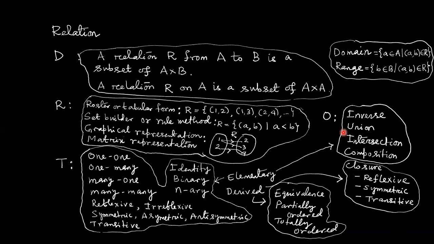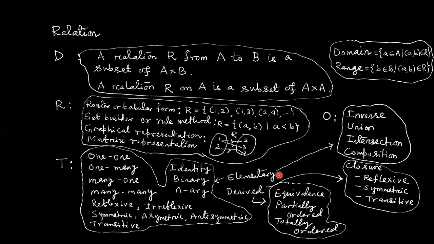Then we have different operations allowed on relation. One is inverse operation, other is union operation, intersection operation, and composition operation. That means composition of relations, intersection of two relations, union of two relations, and inverse of a relation. These are all elementary operations allowed on a relation.